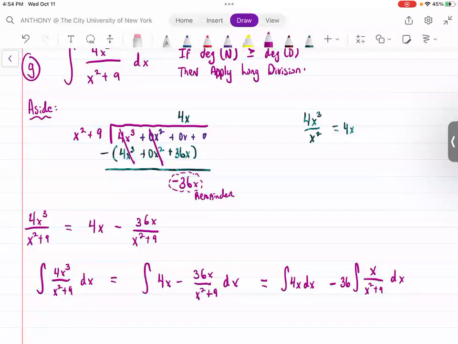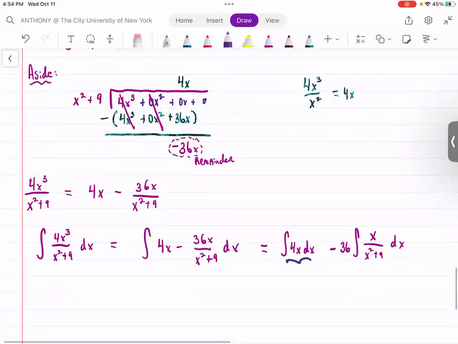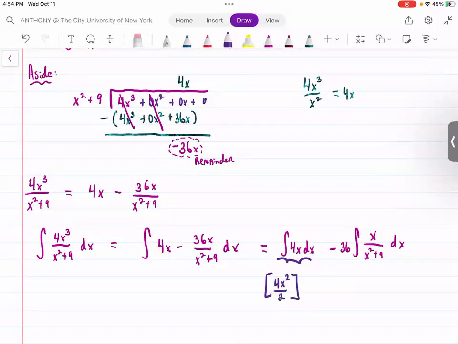Now we can integrate all of this good stuff. For example, what is the antiderivative of 4x? 4x squared over 2. Don't worry, I'll simplify it at the end. So this piece is going to be 4x squared over 2. Now, for the second integral, we'll get minus 36. What do you think I need to do here for that second integral? You make a u sub.